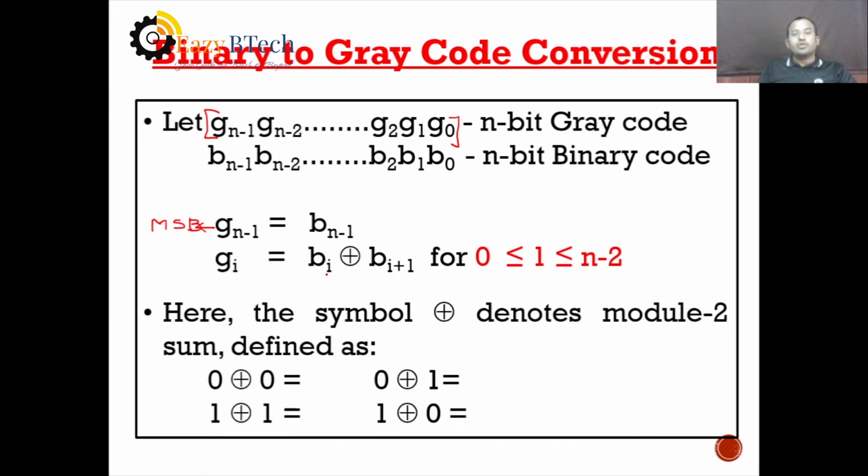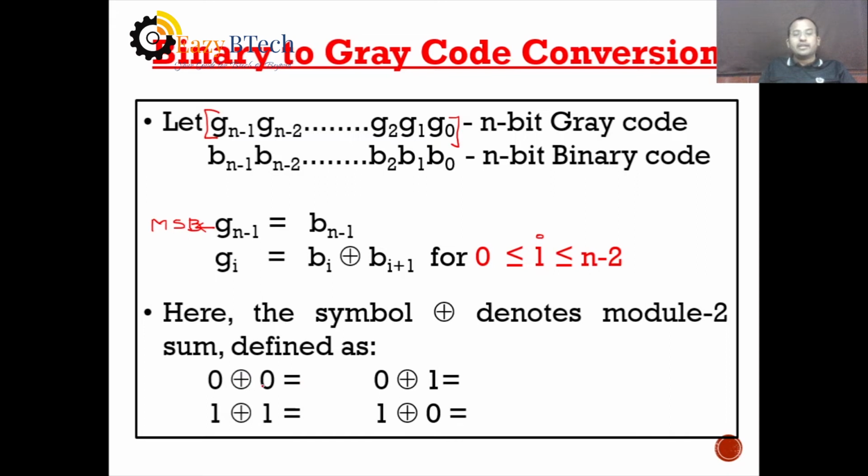And for the next significant positions, gi equals bi modulo 2 sum bi plus 1, where i is running from 0 to n minus 2. So this is how to obtain the gray code from the given binary code, we have to do the modulo 2 operation. This symbol indicates modulo 2 sum. So this is how it is defined.